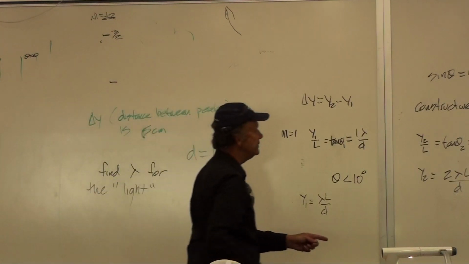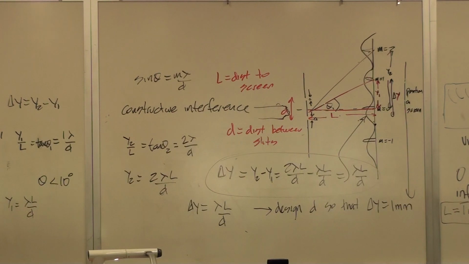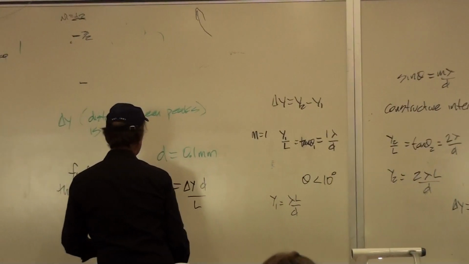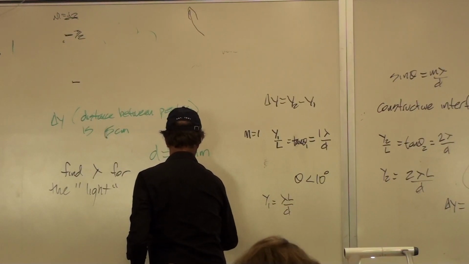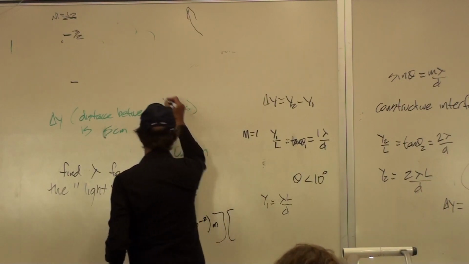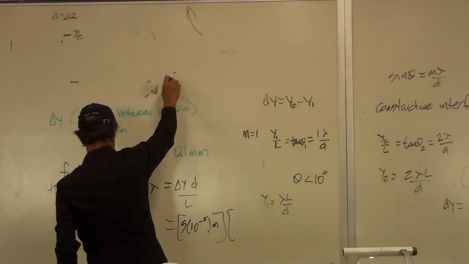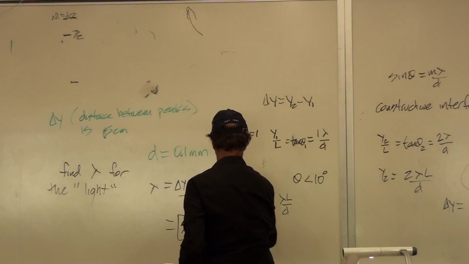Then I would just take this expression here. I'd say lambda is delta y times d over L. So the delta y we have here is 5 centimeters, so that's 5 times 10 to the minus 2 meters, times d. Let's keep L at 1 meter. d must be 0.1 millimeters, so that's 10 to the minus 4 meters.